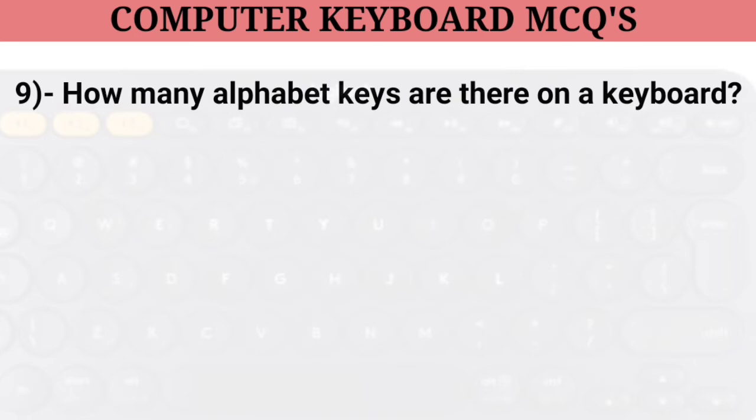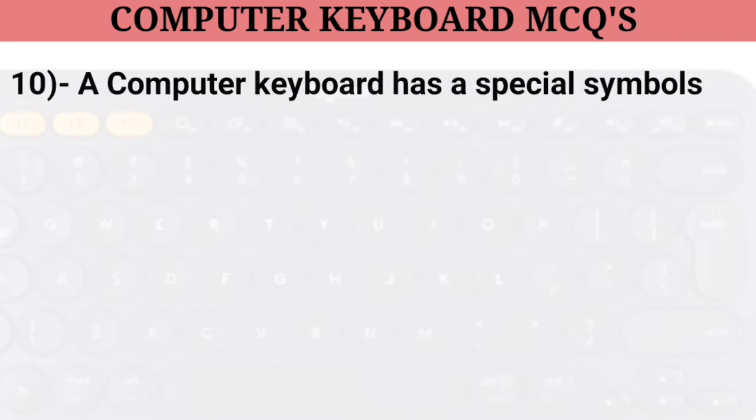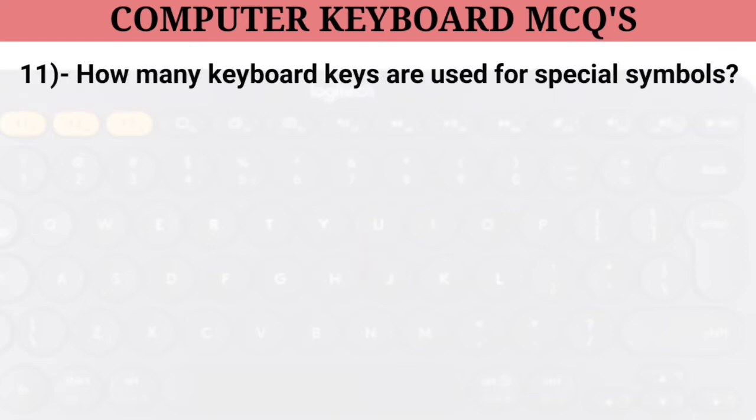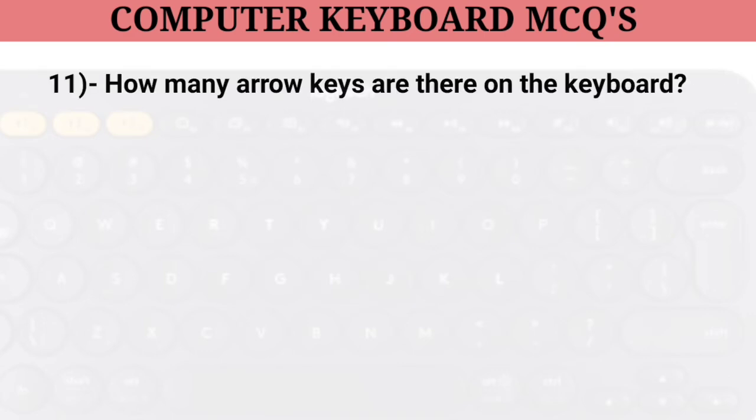Question number 9. How many alphabet keys are there on a keyboard? 26 keys. A computer keyboard has a special symbol: 40 symbols. Question number 11. How many keyboard keys are used for a special symbol? 28 keys for 40 symbols.